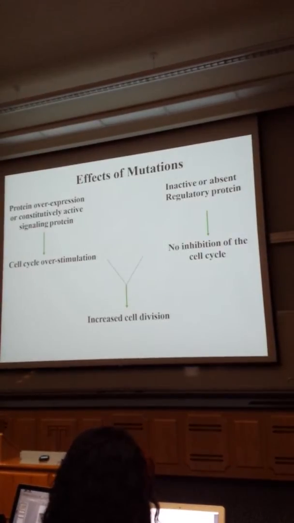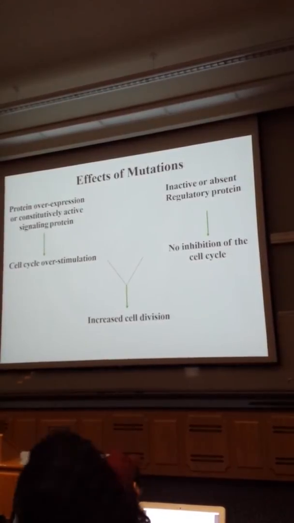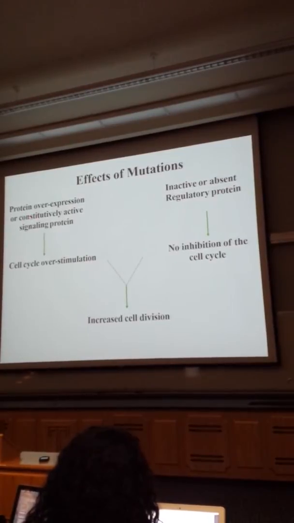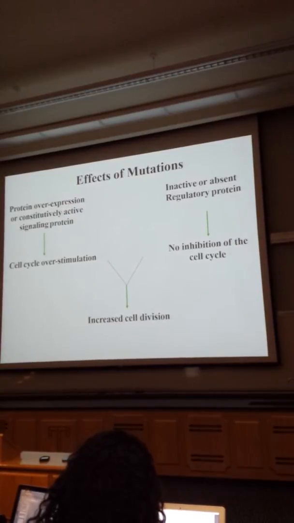So the effects of the mutations result in a loss of a regulatory protein, such as a checkpoint protein. There's no inhibition of the cell cycle. There's overexpression of your cell-stimulating proteins, either overexpression or a mutation so that the tyrosine kinase or the RAS protein is constitutively active, and you get cell cycle overstimulation. All of this results in increased cell division, loss of normal cell gene expression program, and that is when you have your tumor. And again, for a tumor to develop, not only do you have to have a proto-oncogene turn into an oncogene, but you have to also have loss of a regulatory protein. You have to have both things happen.